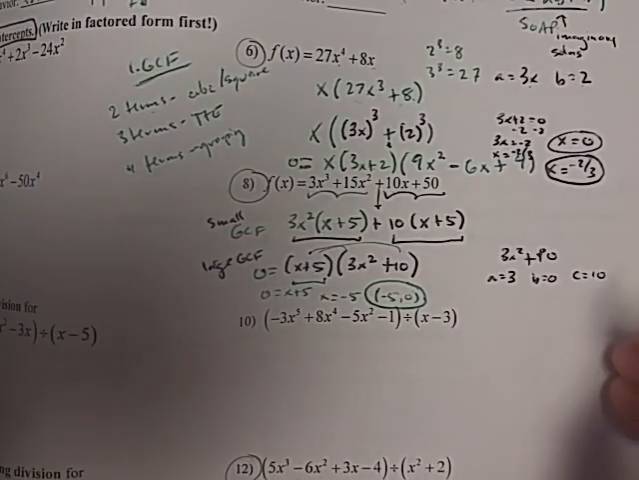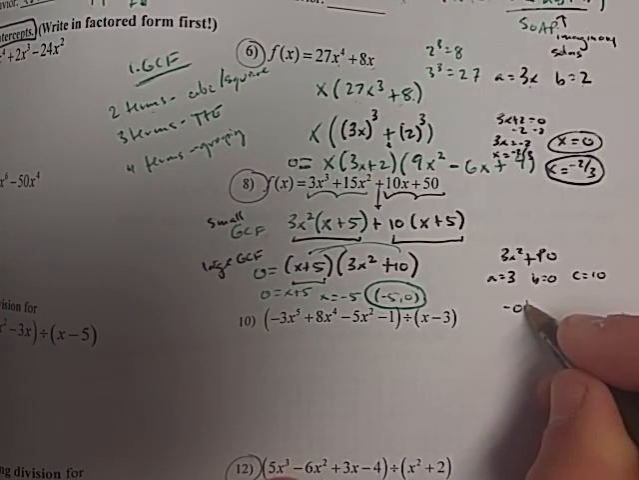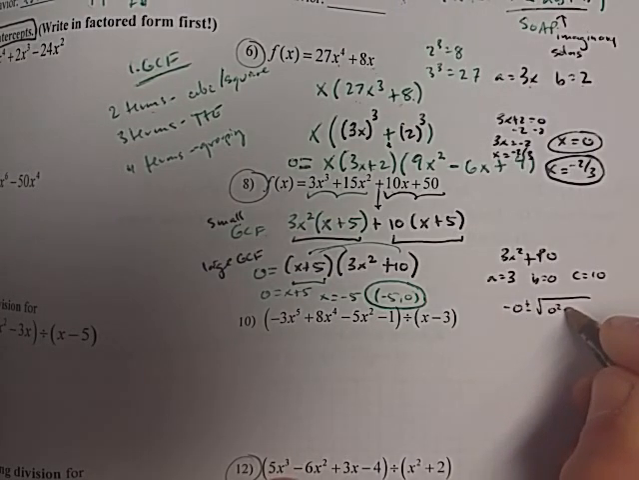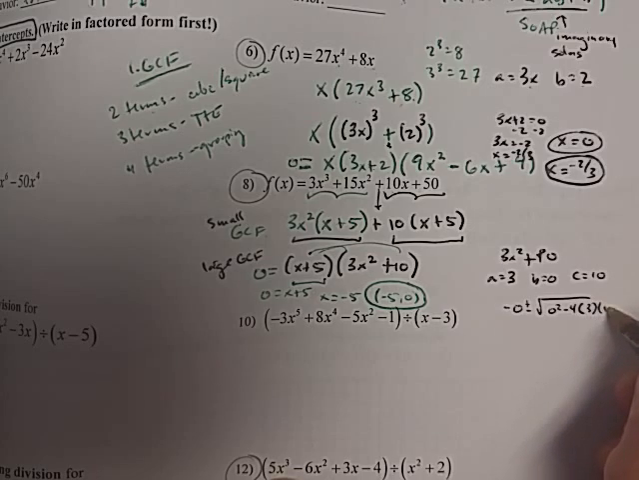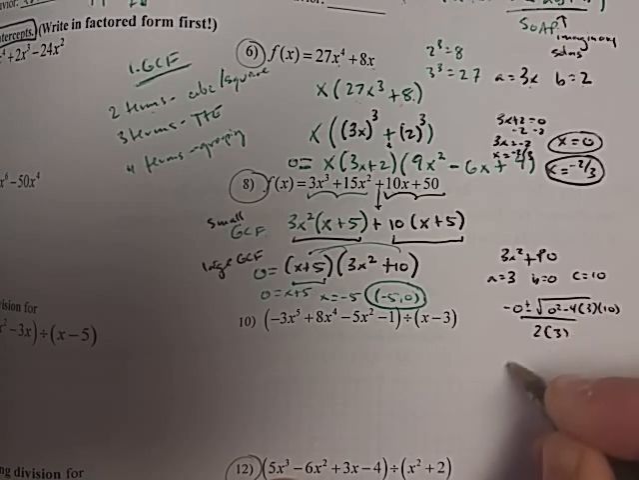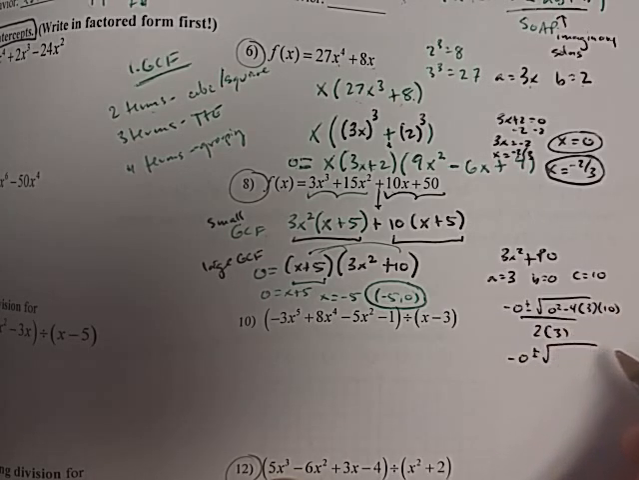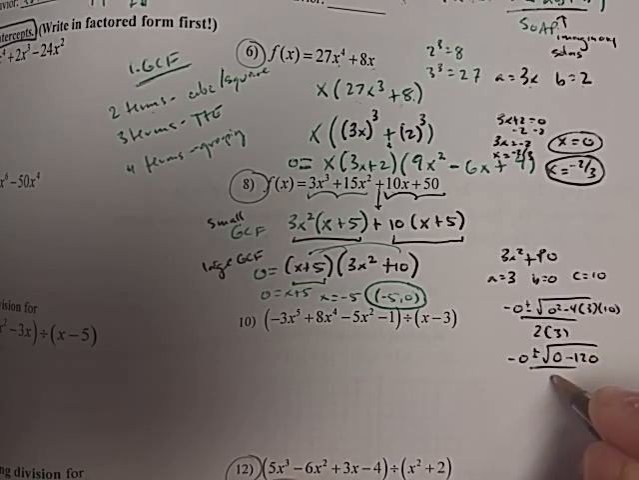And if you start to put this in the quadratic formula, you have negative 0 plus or minus the square root of 0 squared minus 4AC, over 2A. So we have 0, and then 4 times 3 is 12, and then 12 times 10 is 120. So this is minus 120. And you can already see what's going to happen here. This is going to be negative, so this is going to be imaginary.